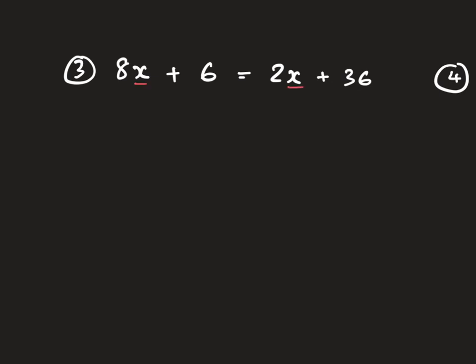So we've got an x here and an x here. Again, the same rule applies. We want to get the x's all onto one side and the numbers onto the other. So what we do is this.